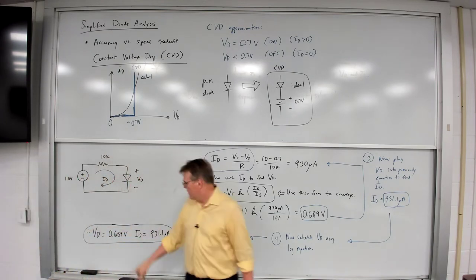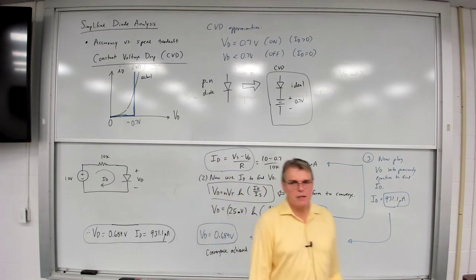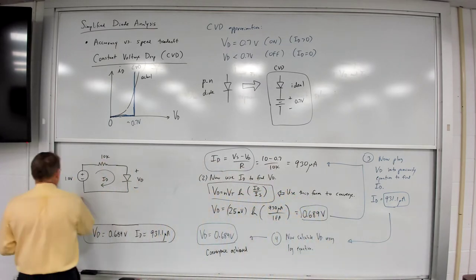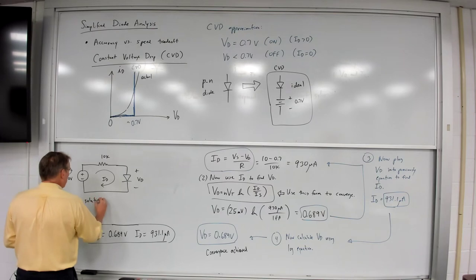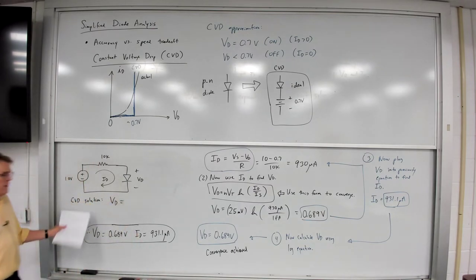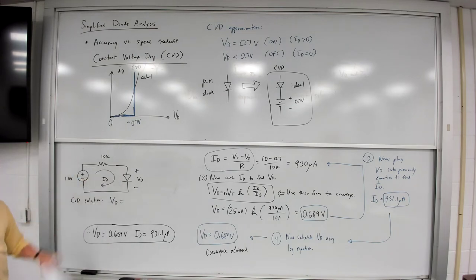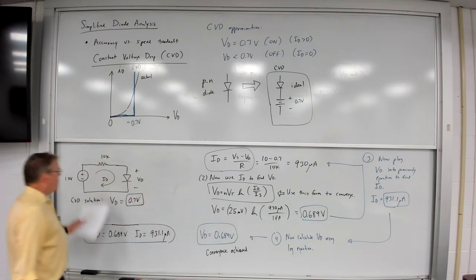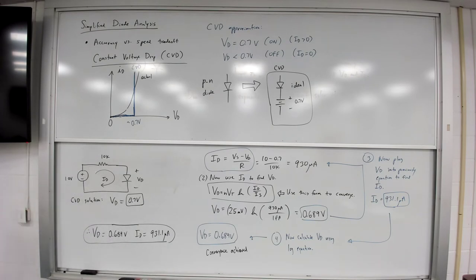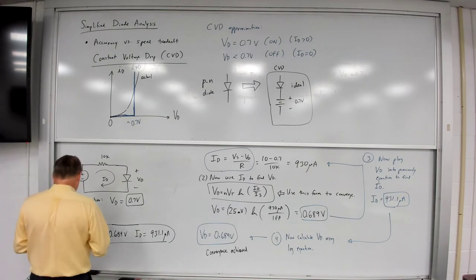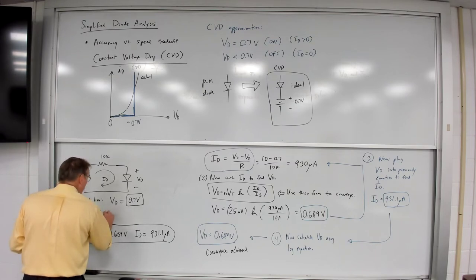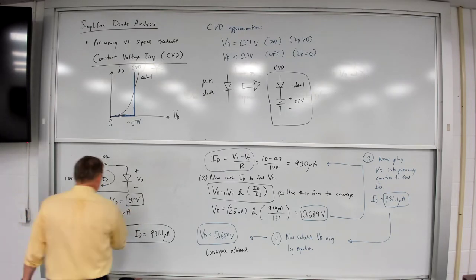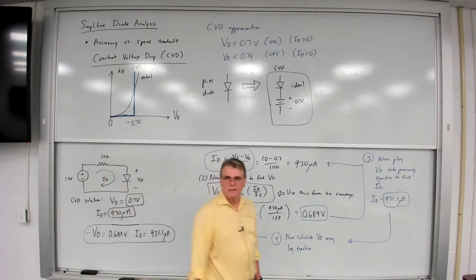So that's the same circuit we just solved, and we got this iterative exact solution a minute ago. Let's now solve this using the CVD approximation. According to the constant voltage drop solution, if this diode is on, VD is 0.7 volts. What is ID? Now I use that same KVL equation I did a minute ago, and ID will be equal to 930 microamps. So very quickly, I solve that.